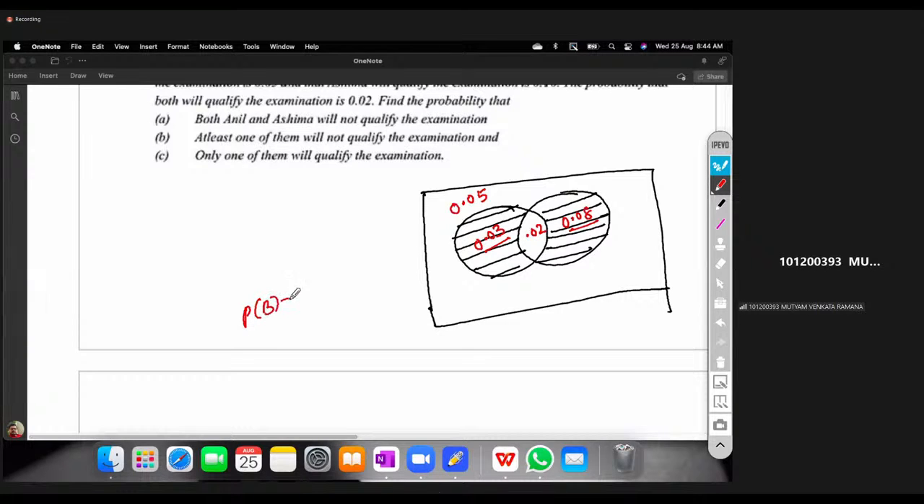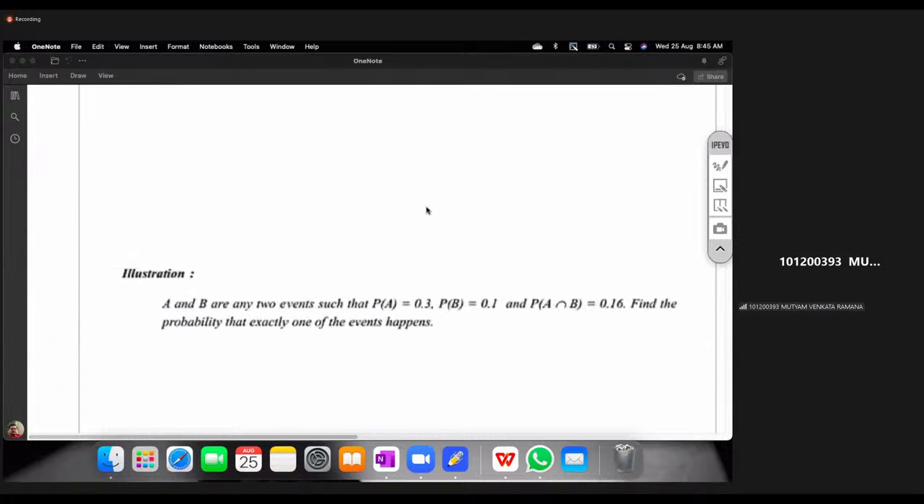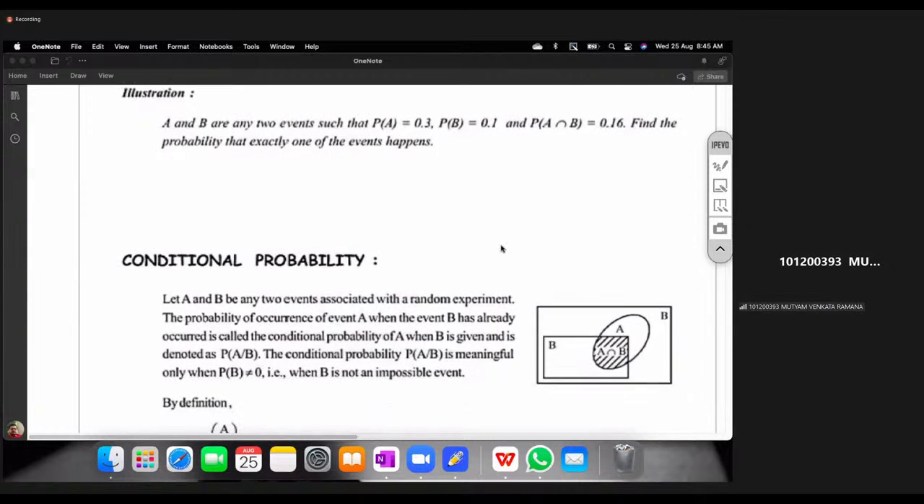Probability of B is given as 0.1. How to find P of A intersection B? So the probability of A intersection B, they said, the probability that both qualify is 0.02. So that is the thing. Okay. Right, please do this question.